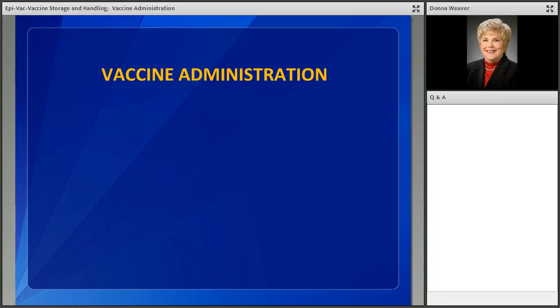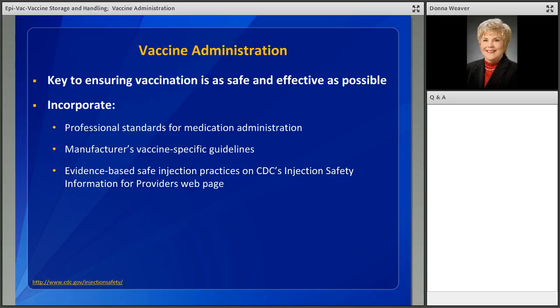Now with that, let's move on to vaccine administration. So if you're following along in the pink book, this is Chapter 6, which begins on page 79. Not only is it critical that vaccines are stored and handled properly, but they must also be administered correctly to ensure the vaccination is as safe and effective as possible.